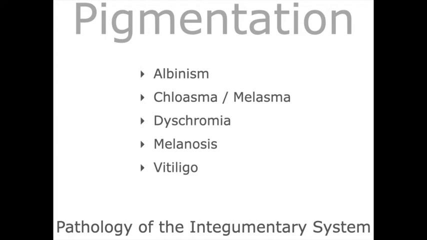Chloasma, also known as melasma or the mask of pregnancy, is a pigmentation disorder characterized by brownish spots on the face. This may occur during pregnancy and usually disappears after delivery. Dyschromia is any disorder of the pigmentation of the skin or hair. Melanosis is any condition of unusual deposits of black pigment in different parts of the body. Vitiligo is a condition in which a loss of melanocytes results in whitish areas of skin bordered by normally pigmented areas. The unpigmented skin is extremely sensitive to sunburn.